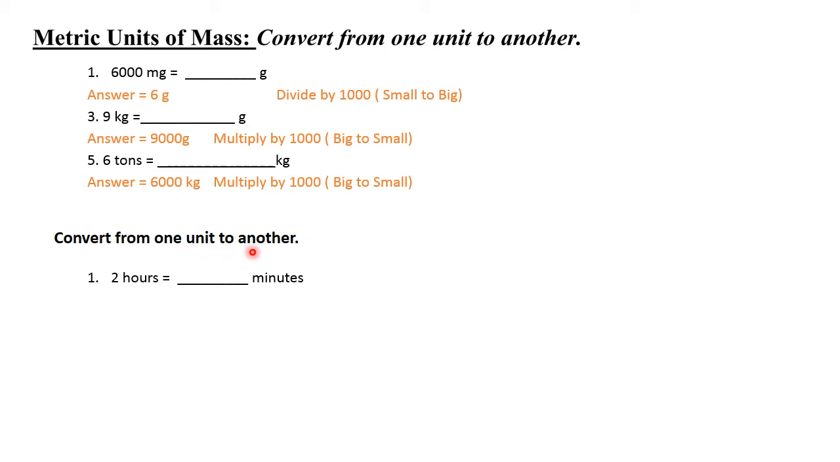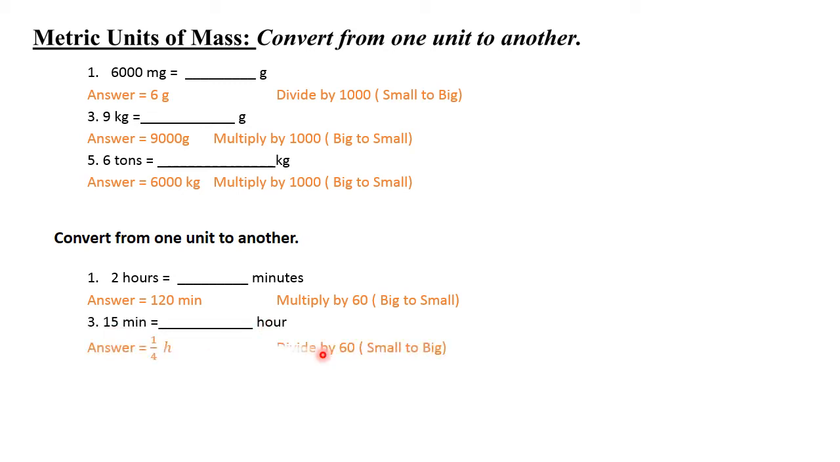Convert from one unit to another. Question number 1, 2 hours into minutes. From bigger to smaller, we multiply 2 by 60 and we'll get 120 minutes. 15 minutes into hours. Smaller to bigger unit, so we divide 15 by 60 and we'll get a quarter hour.